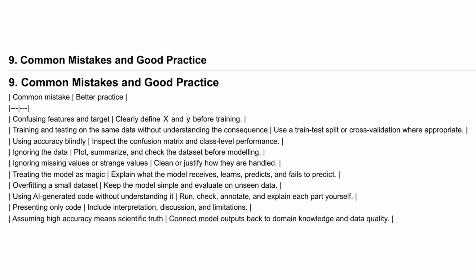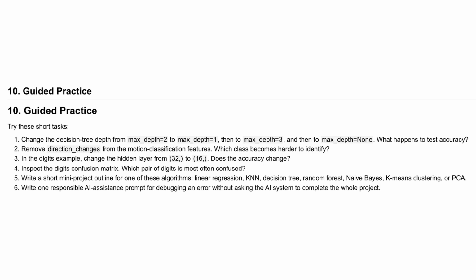Be aware of common mistakes. Do not confuse features and targets. Always use a train-test split, and never trust a model blindly without inspecting the data and metrics. To build your skills, try these guided practice tasks. Experiment with the decision tree depth, modify the hidden layers in the neural network, and practice writing responsible AI prompts.